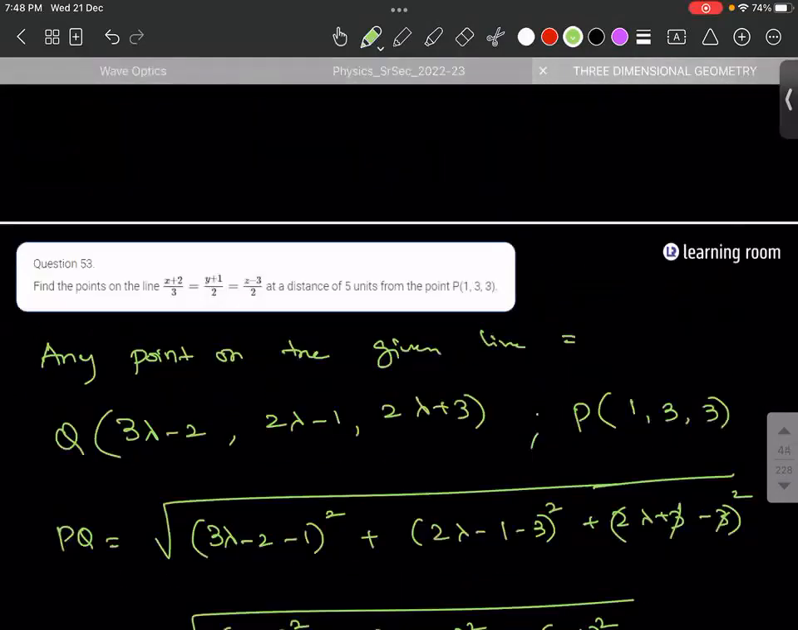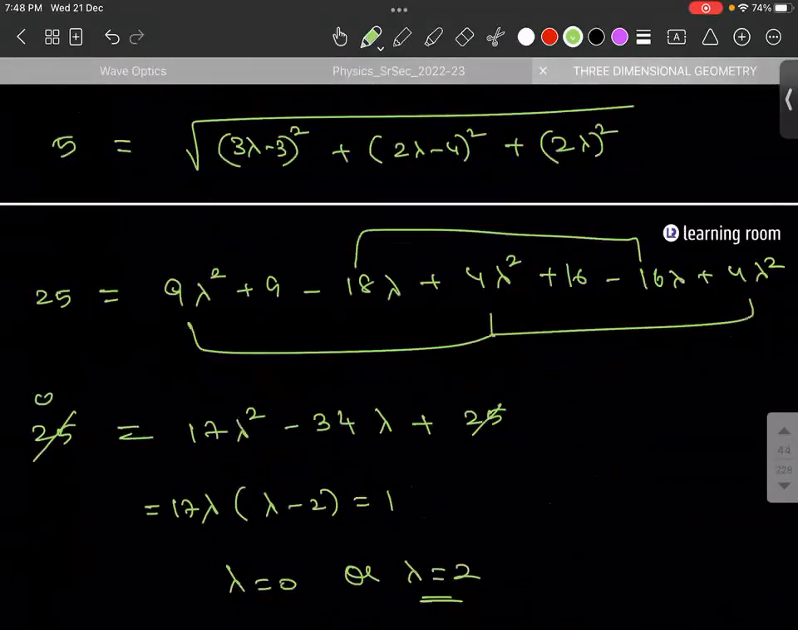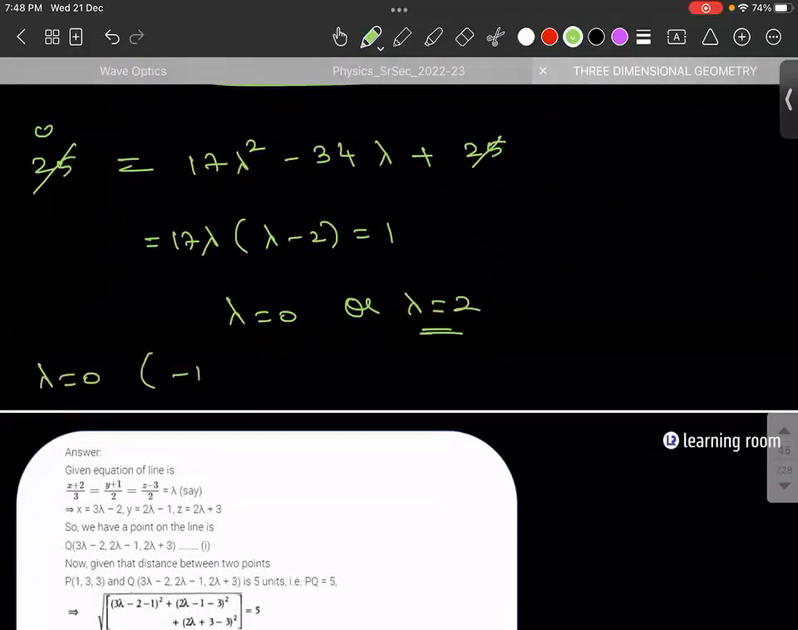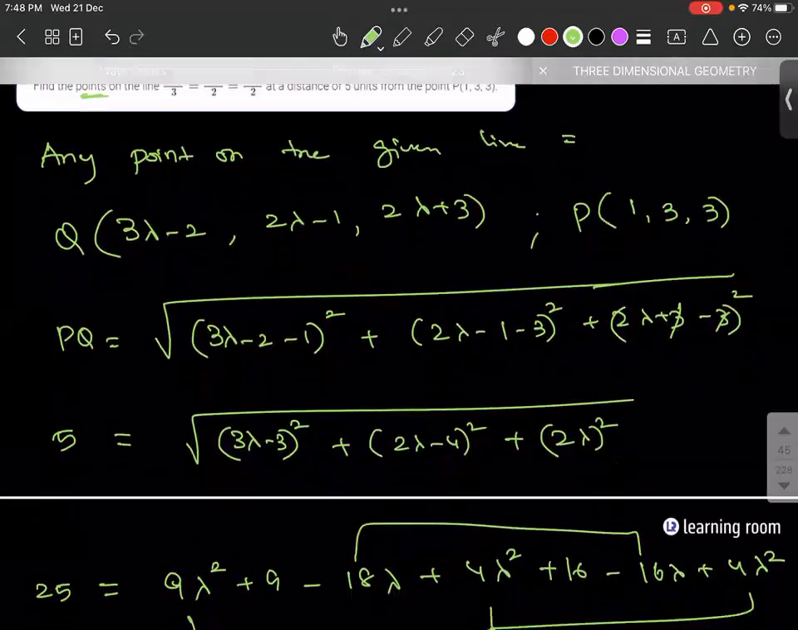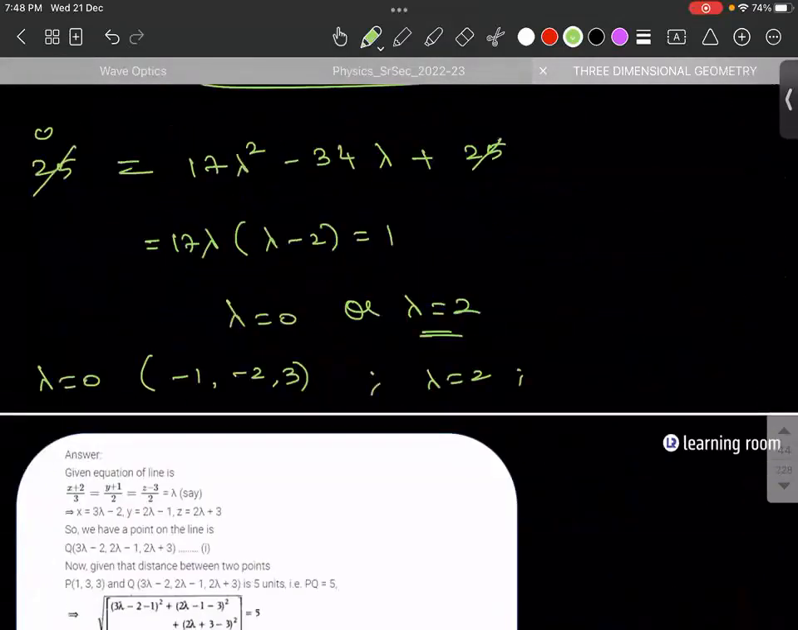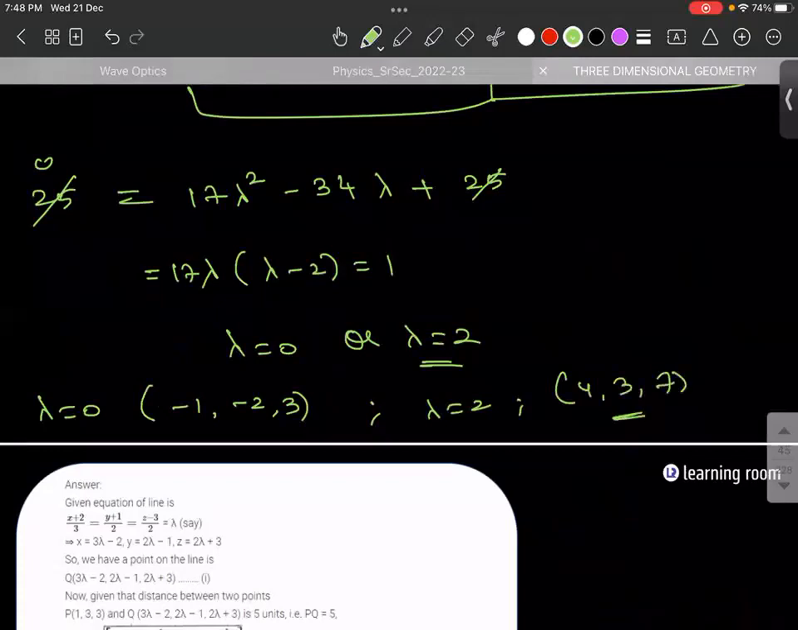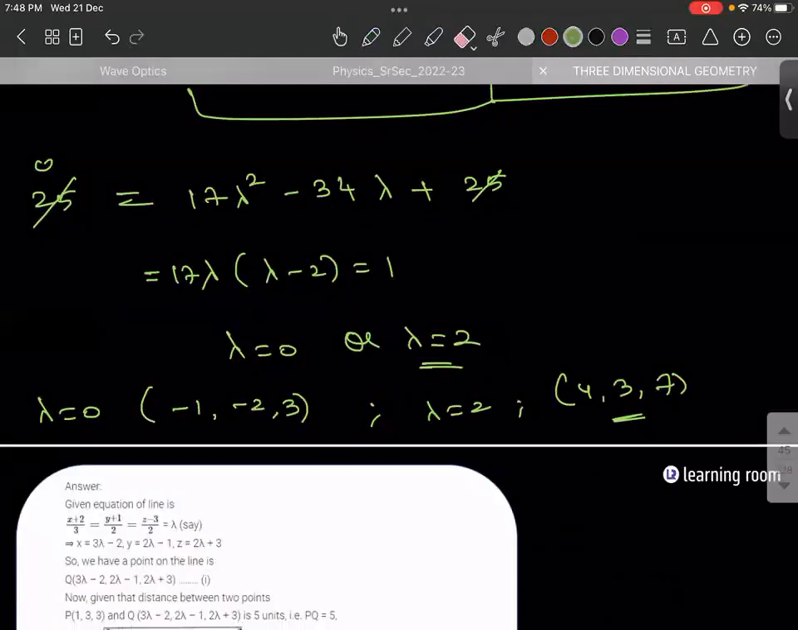That is why they asked the question, what are the points on the line? So when I put lambda is equal to 0, I will get minus 2, minus 1, 3. When lambda is equal to 2, I'll get 4, 3, 7. This will be the answer: (minus 2, minus 1, 3) and (4, 3, 7). Sorry. Got it?